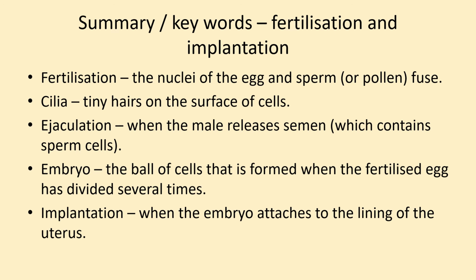Second keyword slide. Fertilisation. The nuclei of the egg and sperm, or pollen, fuse together. Cilia are the tiny hairs on the surface of cells that waft the fertilised egg towards the uterus. Ejaculation is when the male releases semen, which contains sperm cells. The embryo is the ball of cells that's formed when the fertilised egg has divided several times. And implantation is when the embryo attaches to the lining of the uterus.